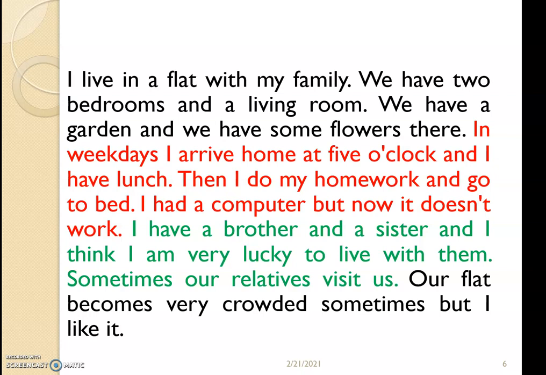As you can see over here, the first lines say: I live in a flat with my family. We have 2 bedrooms and a living room. We have a garden and we have some flowers there. That talks about one idea, a description of your flat and your family members. And the description of the flat talks about the bedrooms, the living room, the garden and the flowers which are there.